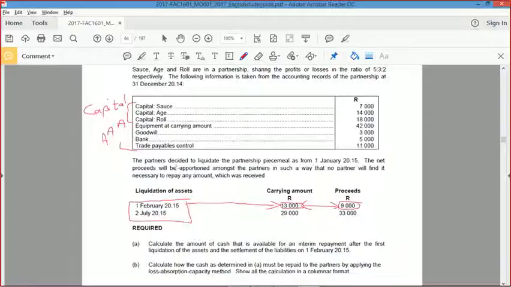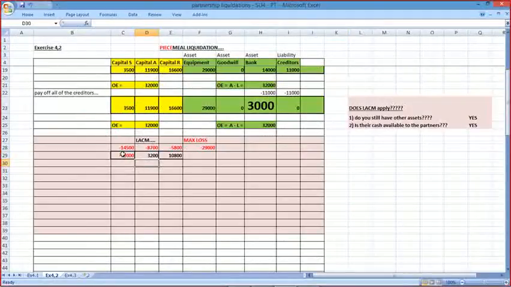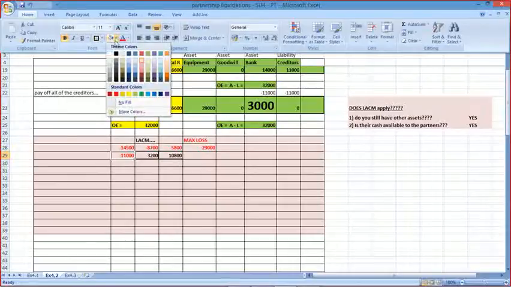But if you look at the question, they normally give you this. Here it is. They explain that partners aren't going to have to pay anything into the partnership. So if you're out of pocket, you're not going to have to pay into the partnership. That's what they describe there in terms of the loss absorption and the piecemeal. So looking at this 11,000, who carries that loss? A and R. Good.